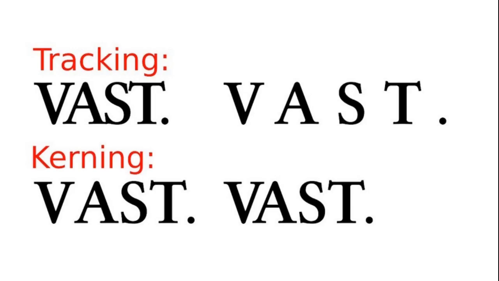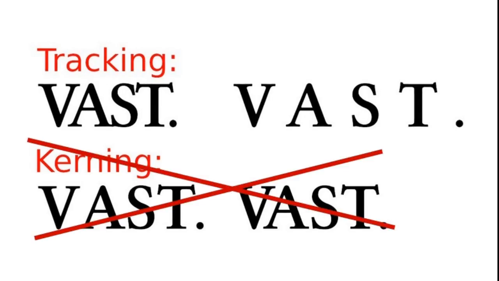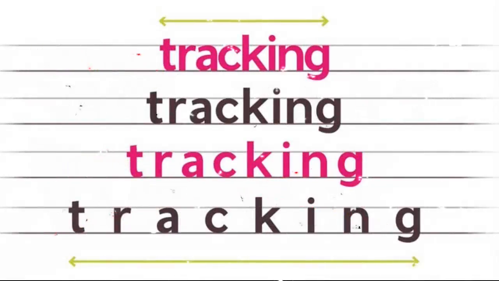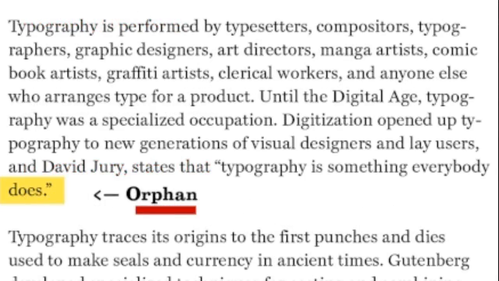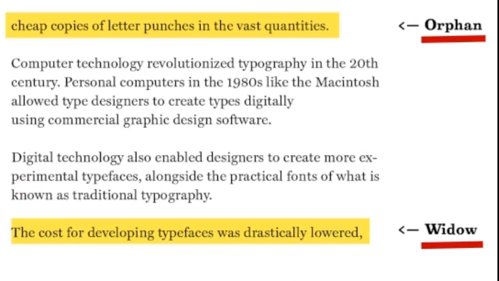We also have tracking. Unlike kerning, tracking refers to the overall space between each letter in a line of text. This is best applied on large bodies of text because it's often too tedious to manually kern each letter in, for example, a paragraph. This is also used to deal with widows and orphans, which are terms used to describe a single word, or a very short line, left at the beginning or end of a paragraph.